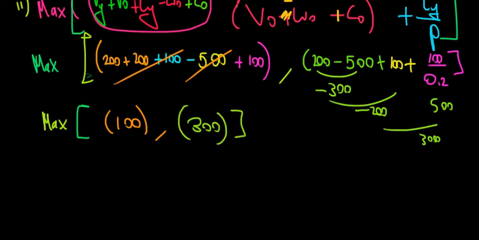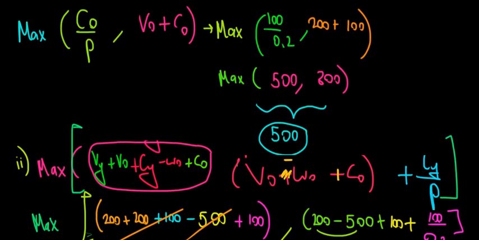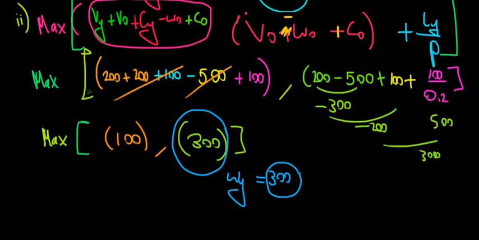Now the maximum is going to be 300, meaning that the wage that we must pay when he is young is going to be at least 300 euros. Now look at the intuition. Why is the wage when he is young 300 euros, but when he is old is 500 euros? We're paying less when he is young, we're paying more when he is old.